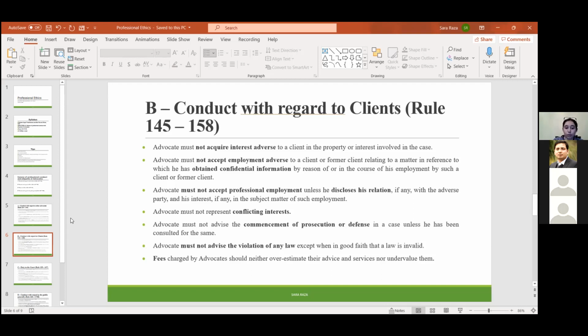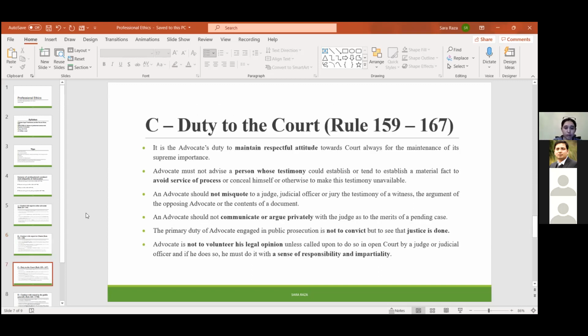Like we discussed before, an advocate is also not supposed to advise on the commencement of prosecution or defense unless they have been consulted for the same and asked about it. An advocate must also not advise any violation of law unless it is in good faith and they believe that the law is invalid. Any fees charged by the advocate should not be overcharged or undercharged. It should be accurate and according to the services that they are providing.